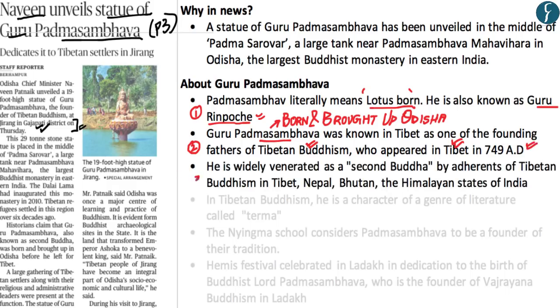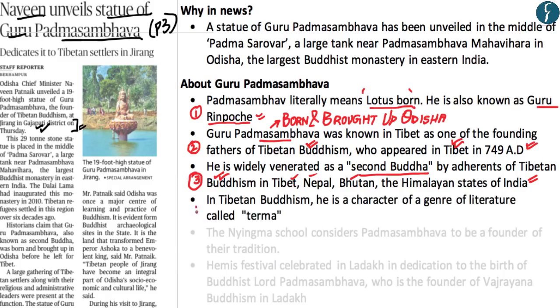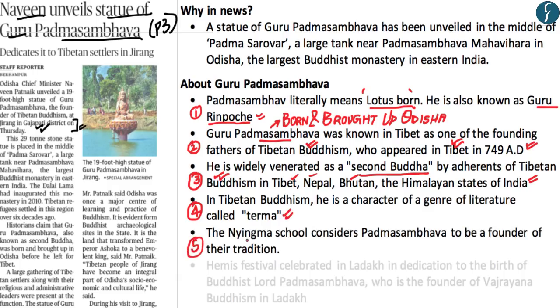The third fact that you need to remember is that he is widely believed to be the second Buddha, especially within Tibetan Buddhism, which is followed in Tibet, Nepal, Bhutan, and the Himalayan states of India, apart from various regions of Central Asia. The fourth fact that you need to remember is that in Tibetan Buddhism, he is also known as Dharma. The fifth fact that you need to remember is the Nyingma school, which is a part of the Tibetan school of Buddhism, also consider Padmasambhava to be a founder of their tradition.